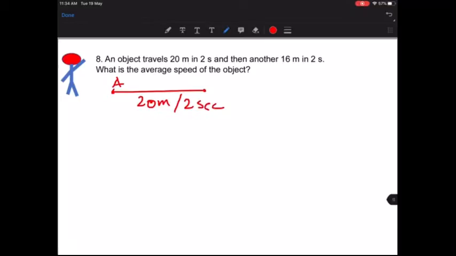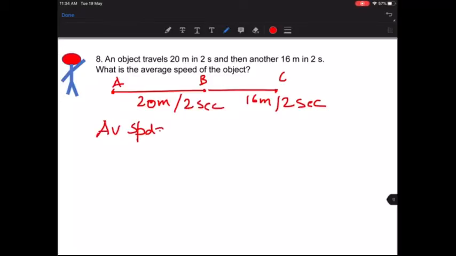And this is point A, let's say, this is point B. It again travels in a straight line, reaches this point. This is 16 meters. It takes 2 seconds. What is the average speed here? So what is the formula for average speed?